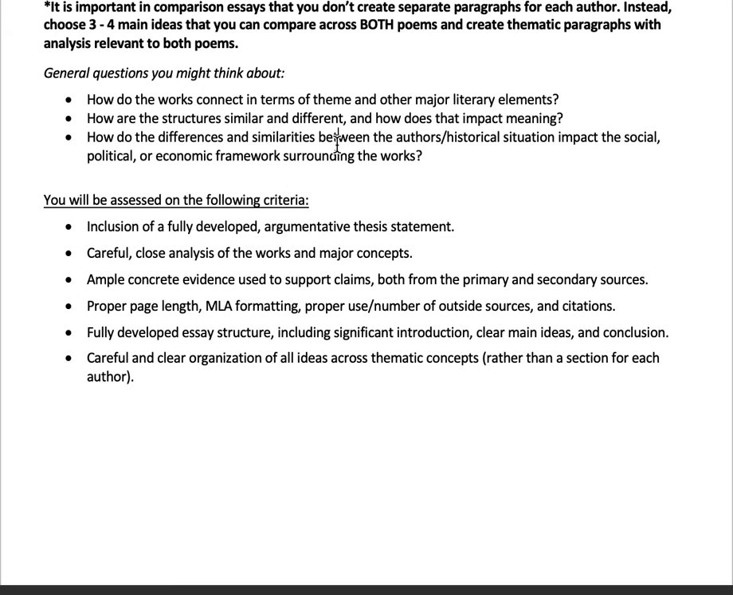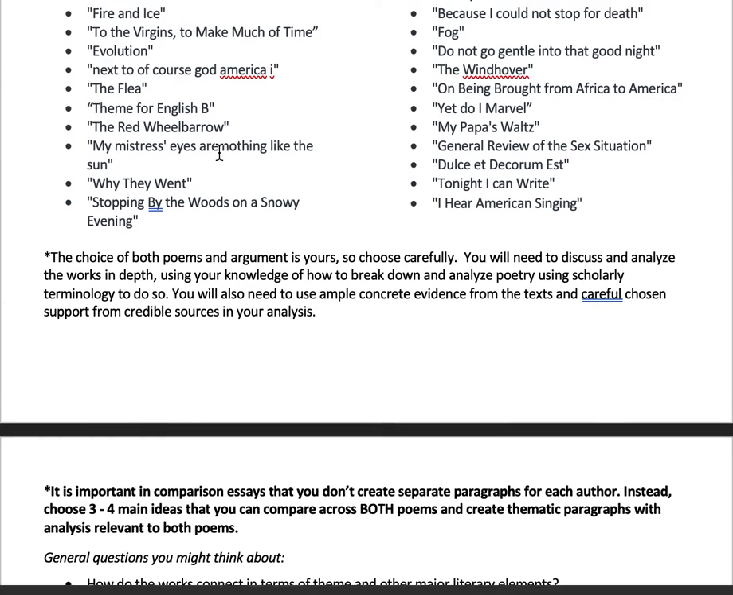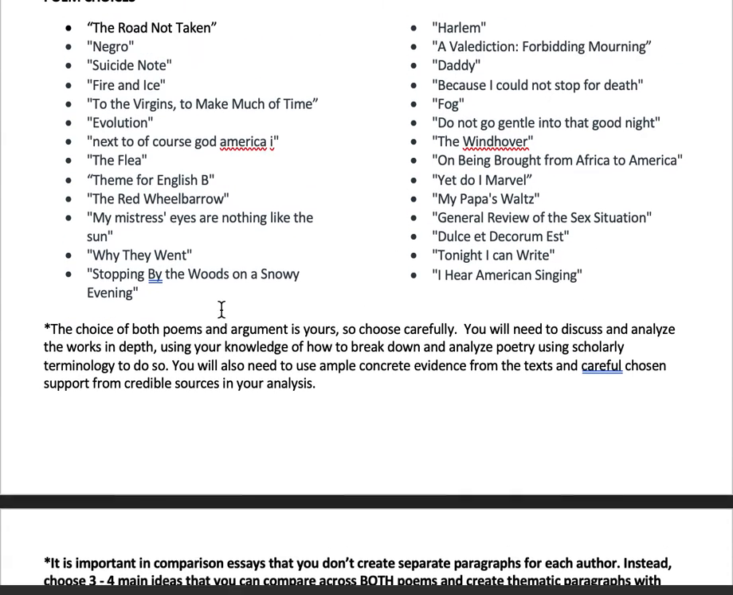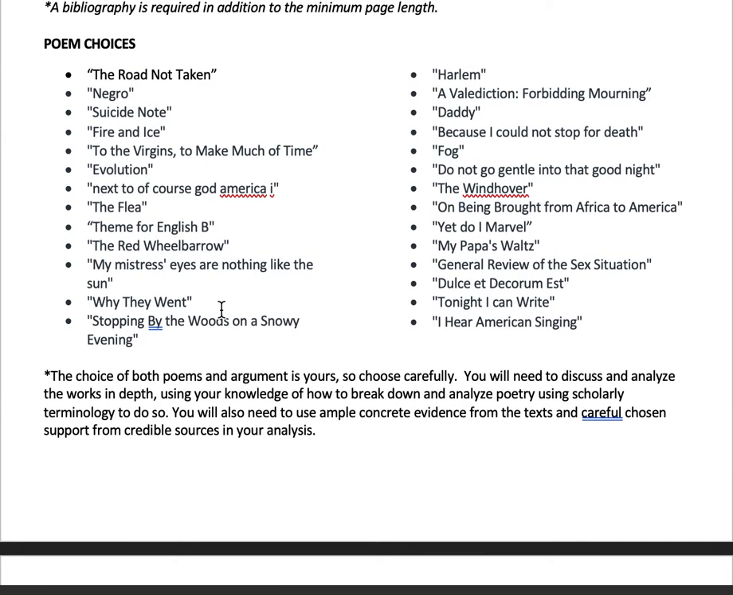And then how do the differences and similarities between the authors and the historical situations impact the social, political, or economic framework surrounding the works? So this goes back to the idea that these are all written in very different, many of them are written in different eras, different movements, different times by different authors, right?